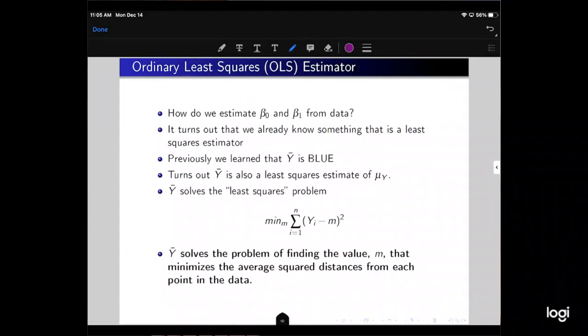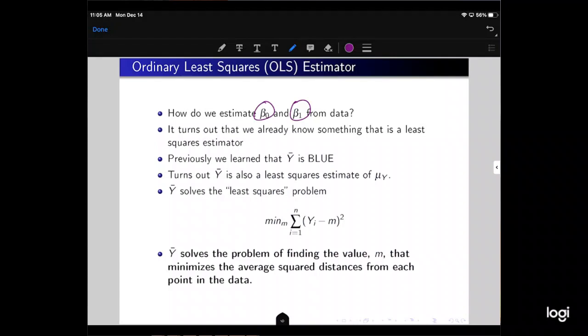So how does this work? How do we get an estimator for this thing? How do we estimate beta 0 and beta 1 from the data? These are the population values. We want estimators of those population values. It turns out that we already know something that is a least squares estimator. What do I mean by least squares? Well, we're talking about ordinary least squares. That's what we call a regression line. Well, you'll see what least squares means in a second.